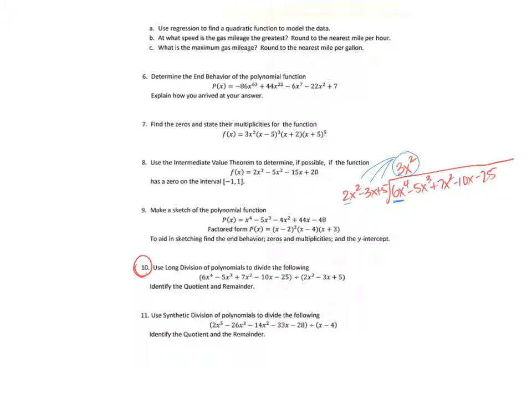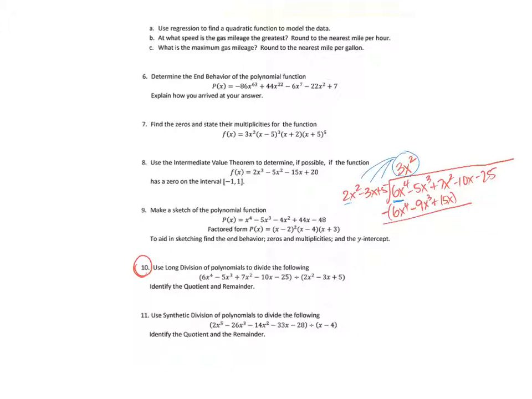So if I do 3x squared times 2x squared, I'm going to get 6x to the fourth. And then if I do 3x squared times negative 3x, I'm going to get minus 9x cubed. And then when I do 3x squared times 5, I'm going to get plus 15x. And what I want to do is I want to subtract all of that. So it's going to change the signs of everything.